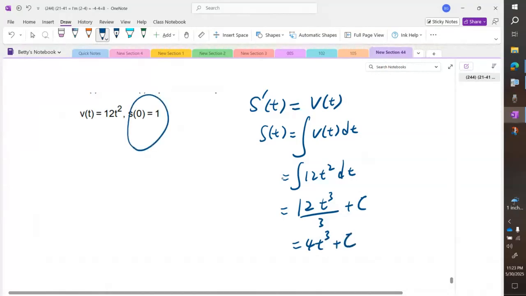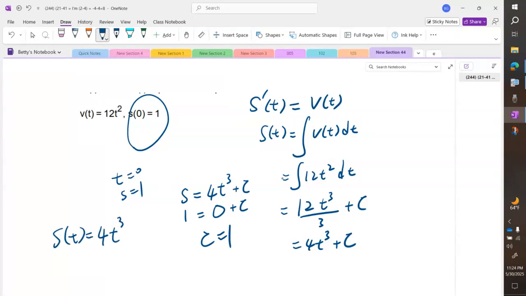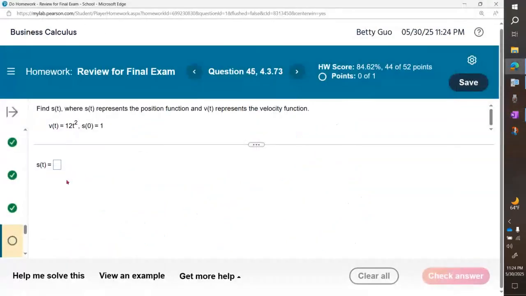And then since s of 0 equals 1, when t is 0, s is 1, right? So right now we have s equals 4t cubed plus c. We want to know the value of c. Plugging in s equals 1, t equals 0, so t is 0, so just 0. So c is 1. So the position function would be 4t cubed plus 1, right? 4t cubed plus 1.